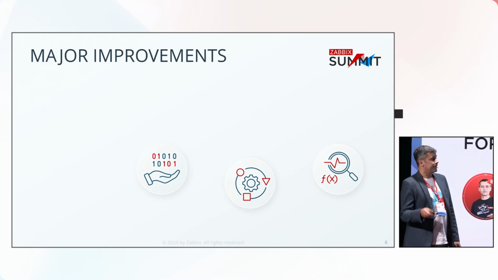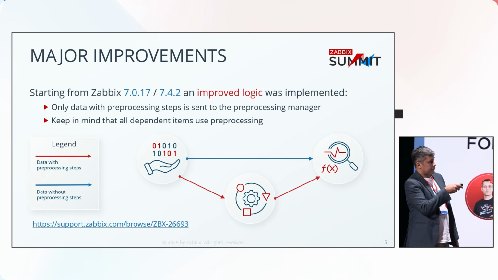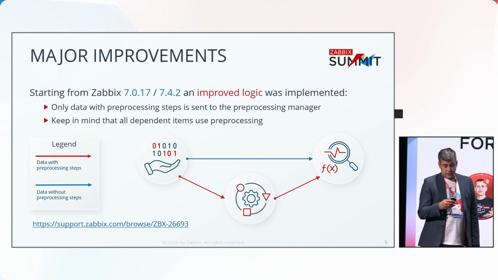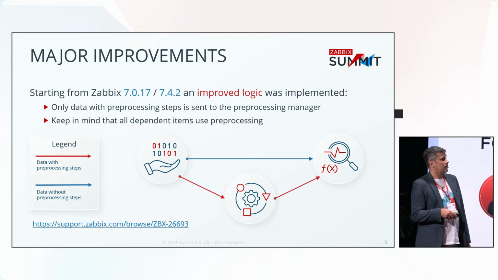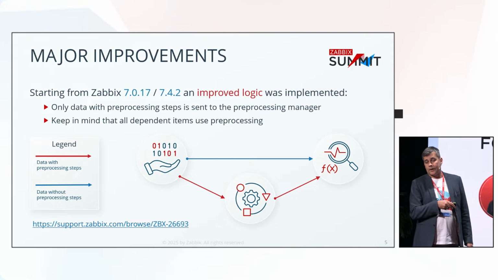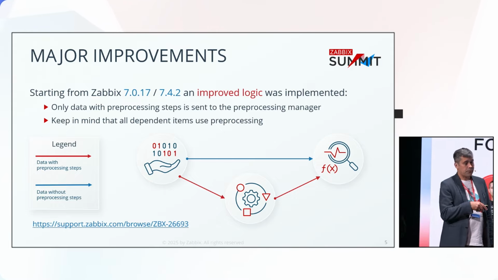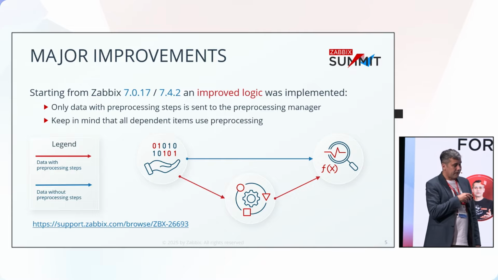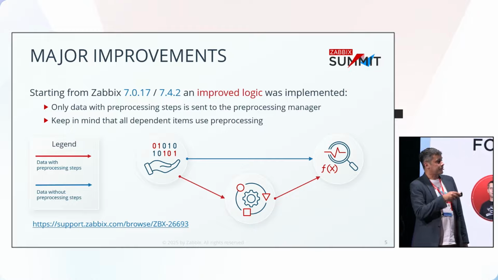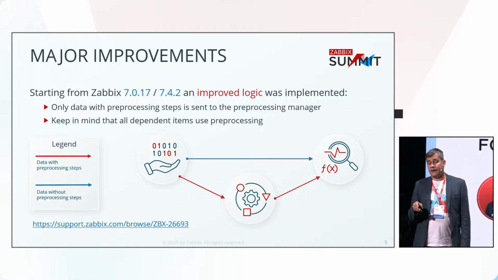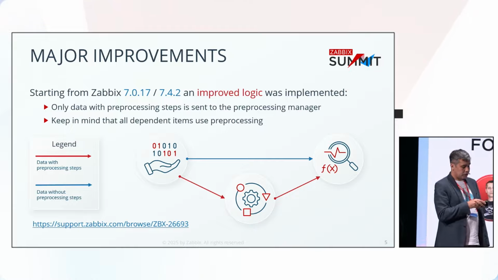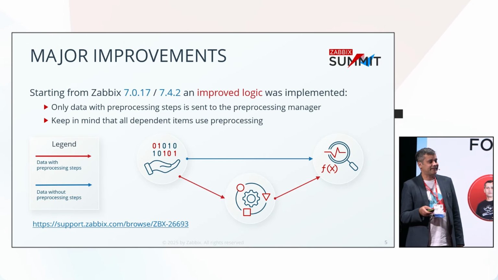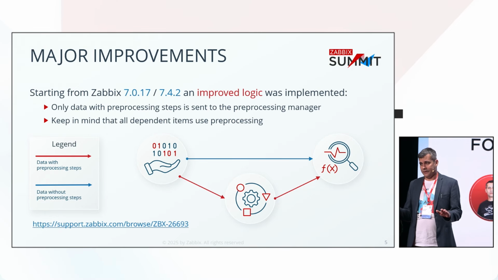So what we did this year, you can see the versions, 7.0.17 and 7.4.2, improved logic. Now it's pretty smart. If the metric has pre-processing steps, it is sent to the pre-processor. If the metric does not have any pre-processing, it goes straight to the history cache. So this is much better logic, but in real life, don't be too excited.